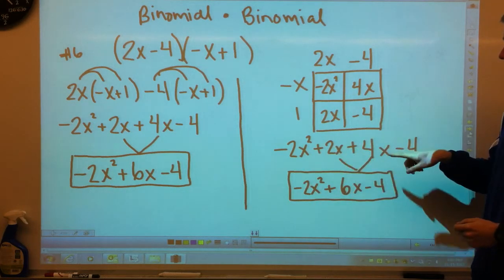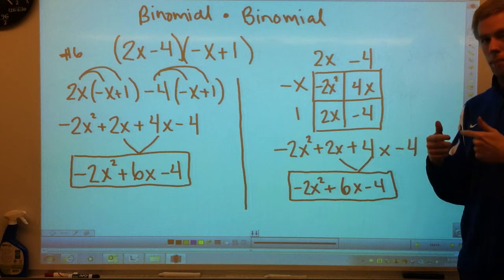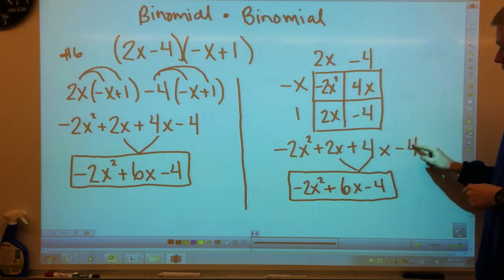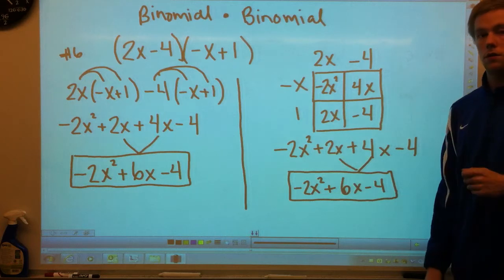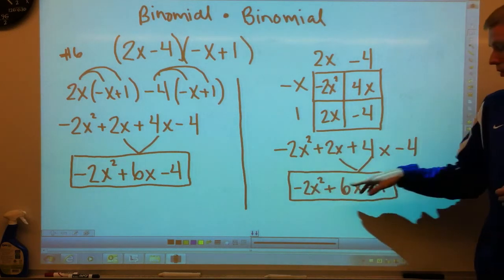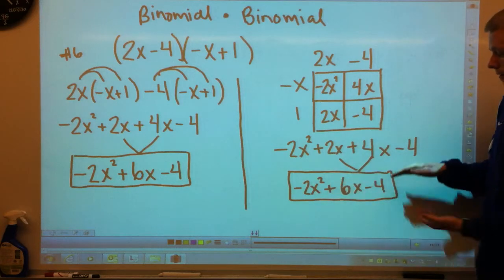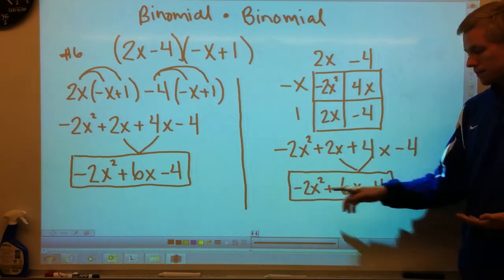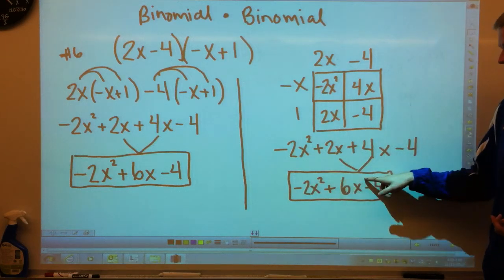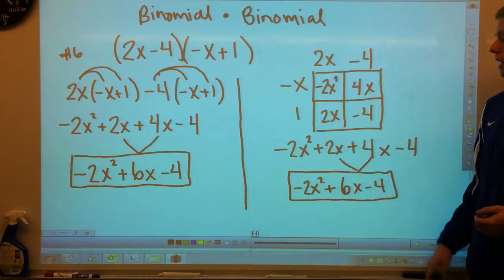I have 2x and a 4x, those are like terms, so I combine those together to get 6x, and then I have my negative 4 here, and I just bring him down since there's nothing else to combine with it. Because I cannot add these things together, they don't have the same base and the same exponent, this is my final answer. I can't add this negative 2 to the 6 because they don't both have a 2 as the exponent. Okay, so that is my final answer.